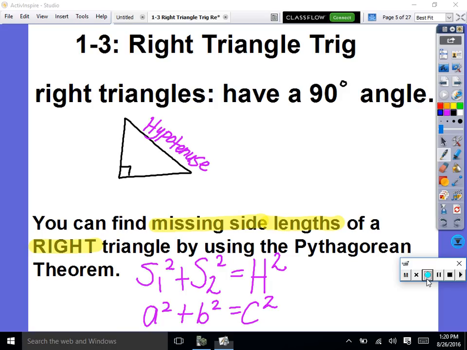Some of my examples are on there, some aren't. Okay, so right triangle trig. This is a unit in secondary math 2. We're reviewing it in 1 day, so we're going to fly through. Pay attention.